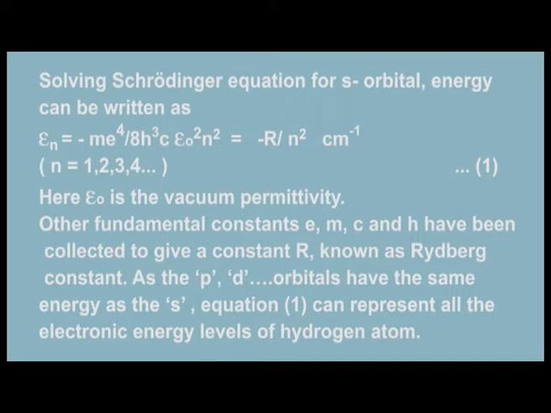As the p and d orbitals have the same energy as the s, equation 1 can represent all the electronic energy levels of the hydrogen atom. Now, the lowest value of energy is minus R centimeter inverse when n is equal to 1, representing the most stable or ground state.